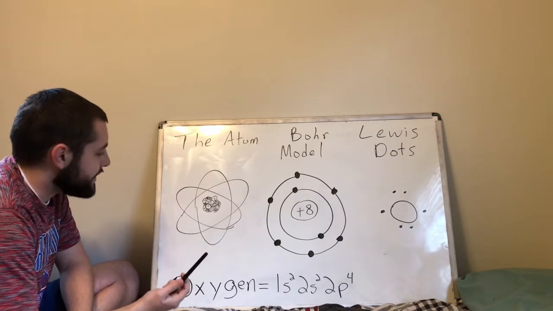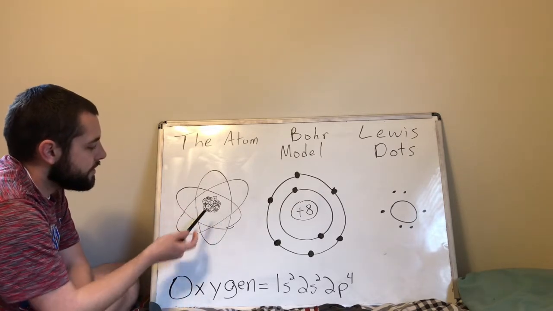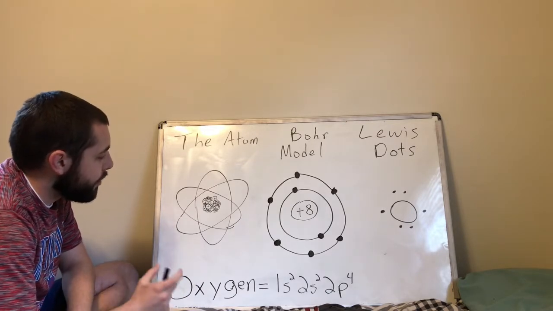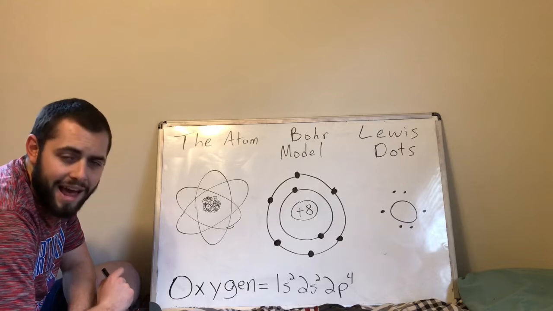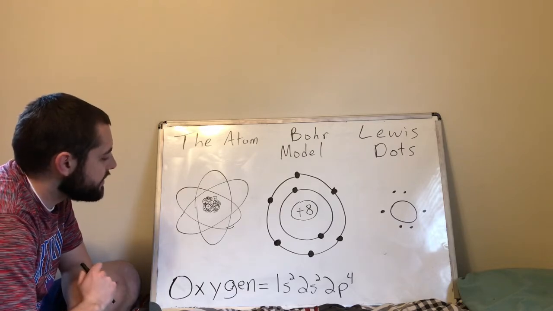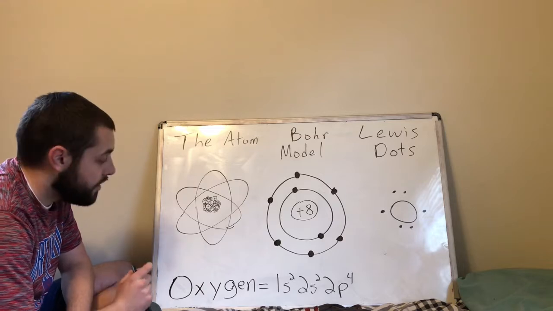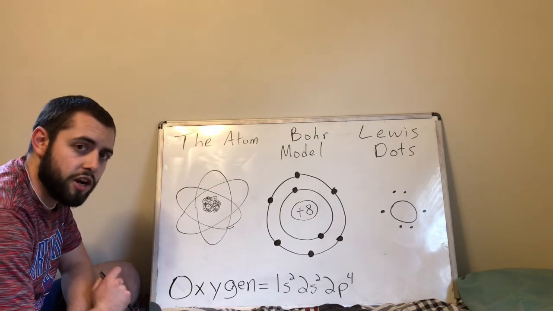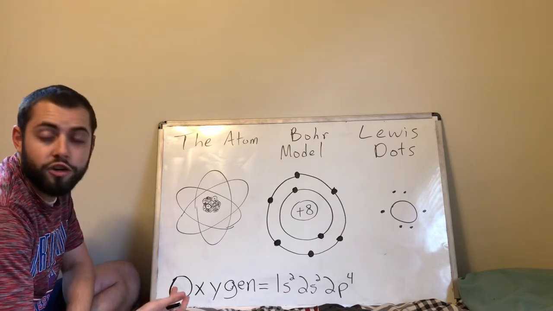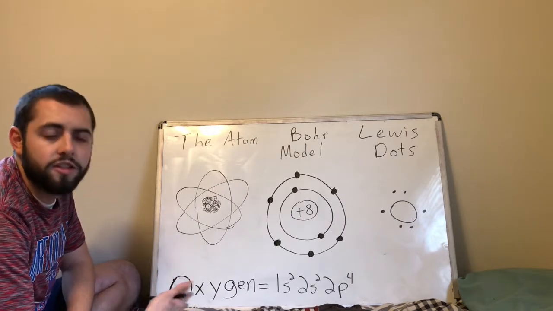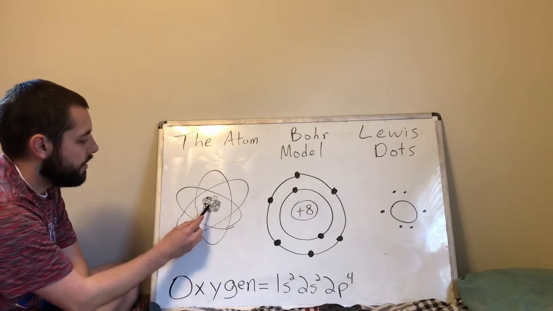So, atom basics. The nucleus. It's where the protons and the neutrons exist. It's where almost all of the mass of that atom exists. And it is positively charged. The protons are bringing the positive charge, and then the neutrons are neutrally charged. They have no charge. So overall, the nucleus is positive.